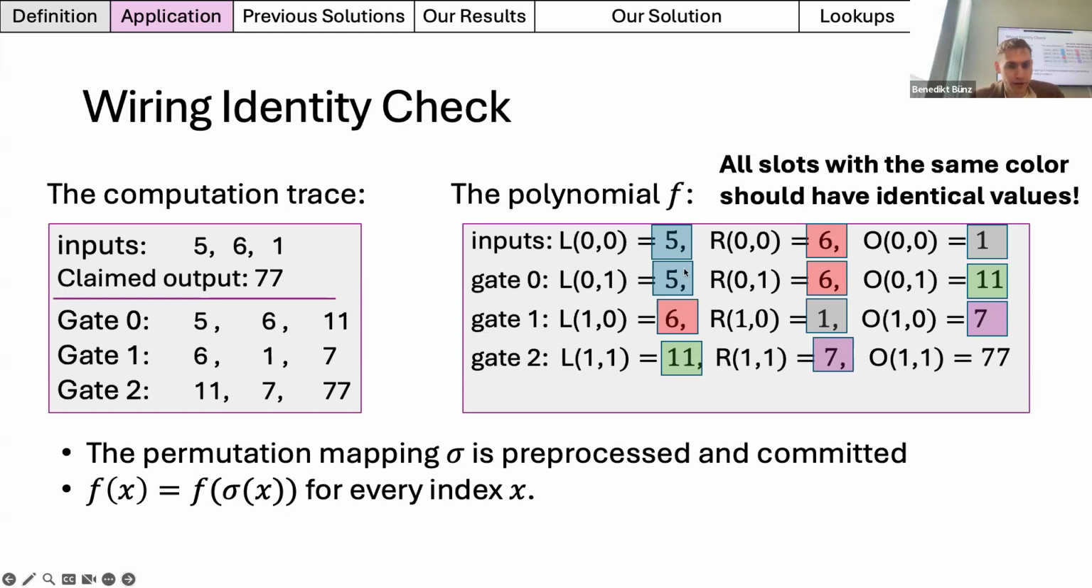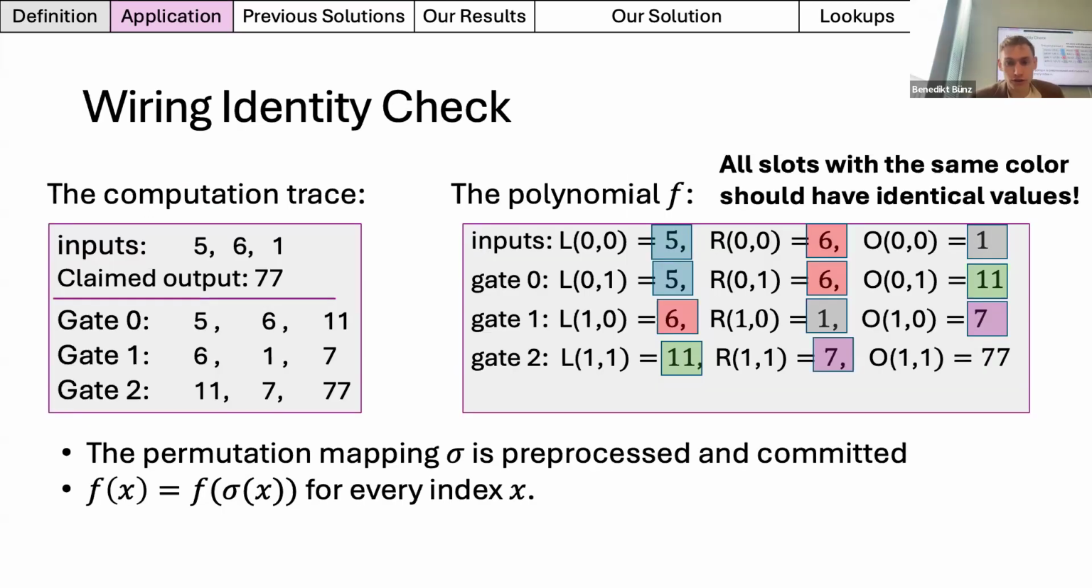So for example, here the map sigma would map 0,0 to 0,1, and then 0,1 would map to 0,0. That's one cycle. Or for the right values, right 0,0 would map to right 0,1, which would map to left 1,0, which would map to right 0,0 again. So I'm building a cycle here. And I actually know what the cycle is before I know the assignment of the variables. It just depends on the structure of the circuit. It doesn't depend on the assignments of them.